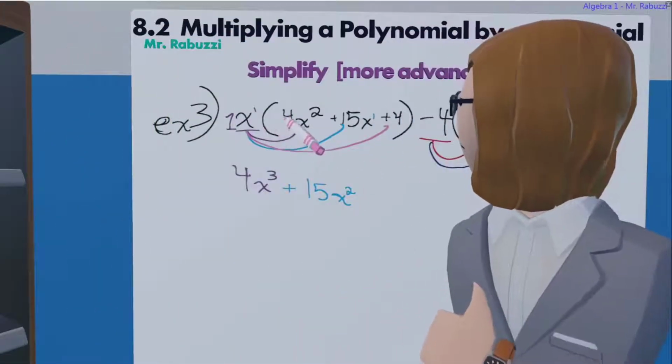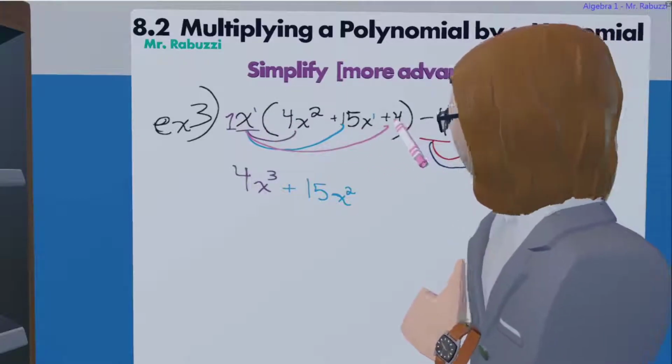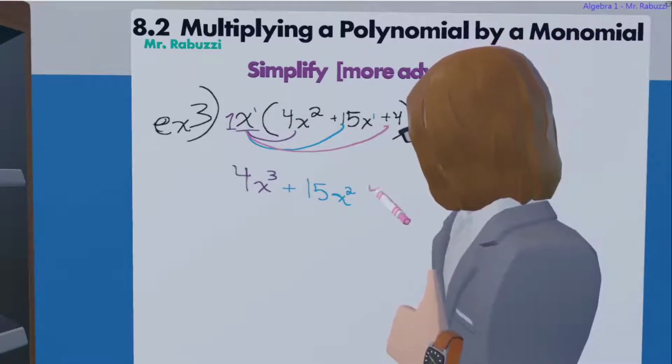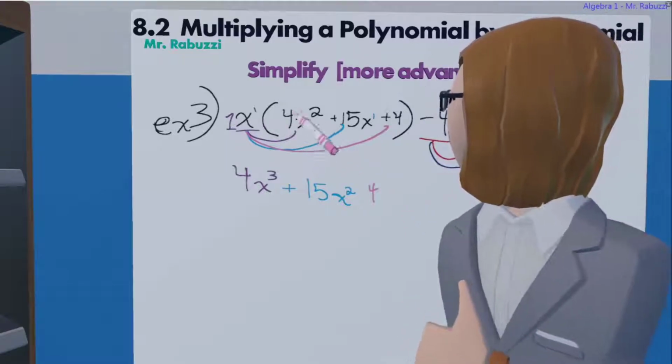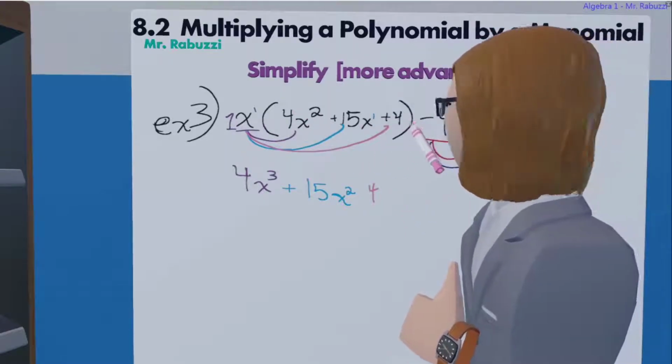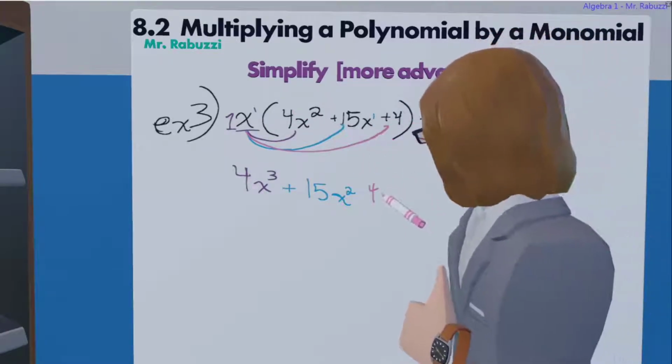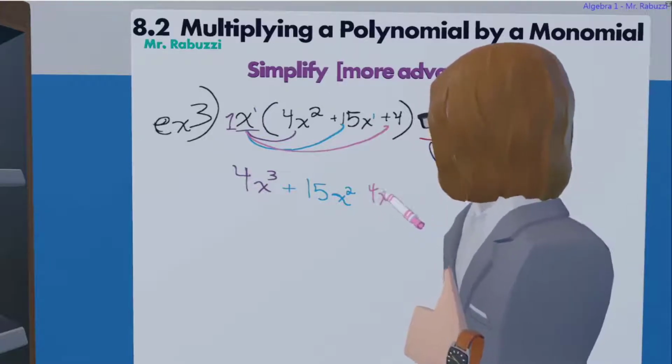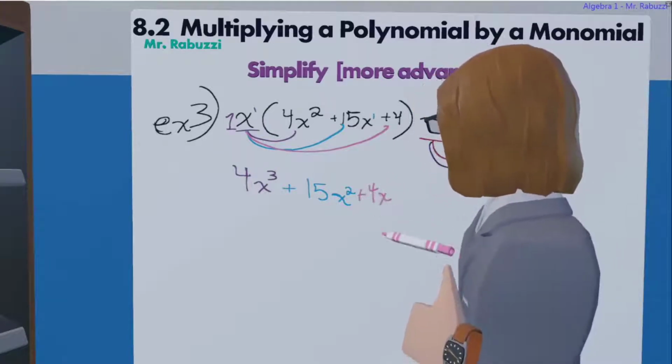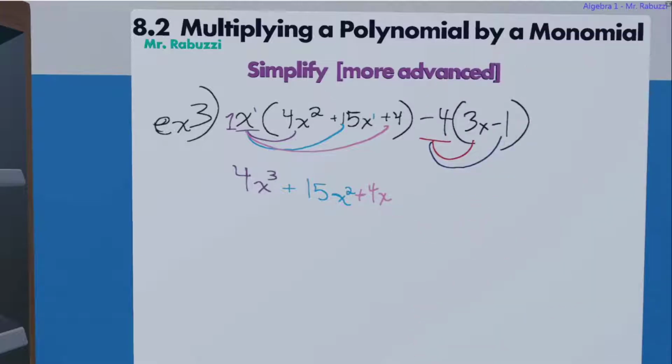All right, pink line. 1 times 4. Okay, that's 4. X times empty. Remember, if it's empty, it's a 1, so it stays the same. X plus 4x. It was positive, so we put a plus. Okay, so that piece of the problem is done.